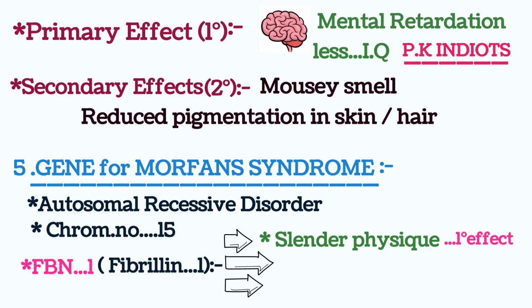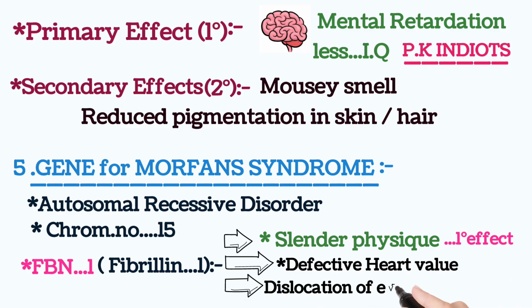Here this character gets primary or first degree effect from the gene. The rest of the characters controlled include defective heart valve and dislocation of eye lenses. They get second degree effect or secondary effect from the gene. Dear friends, it was all about the pleiotropy brief and basic concept.